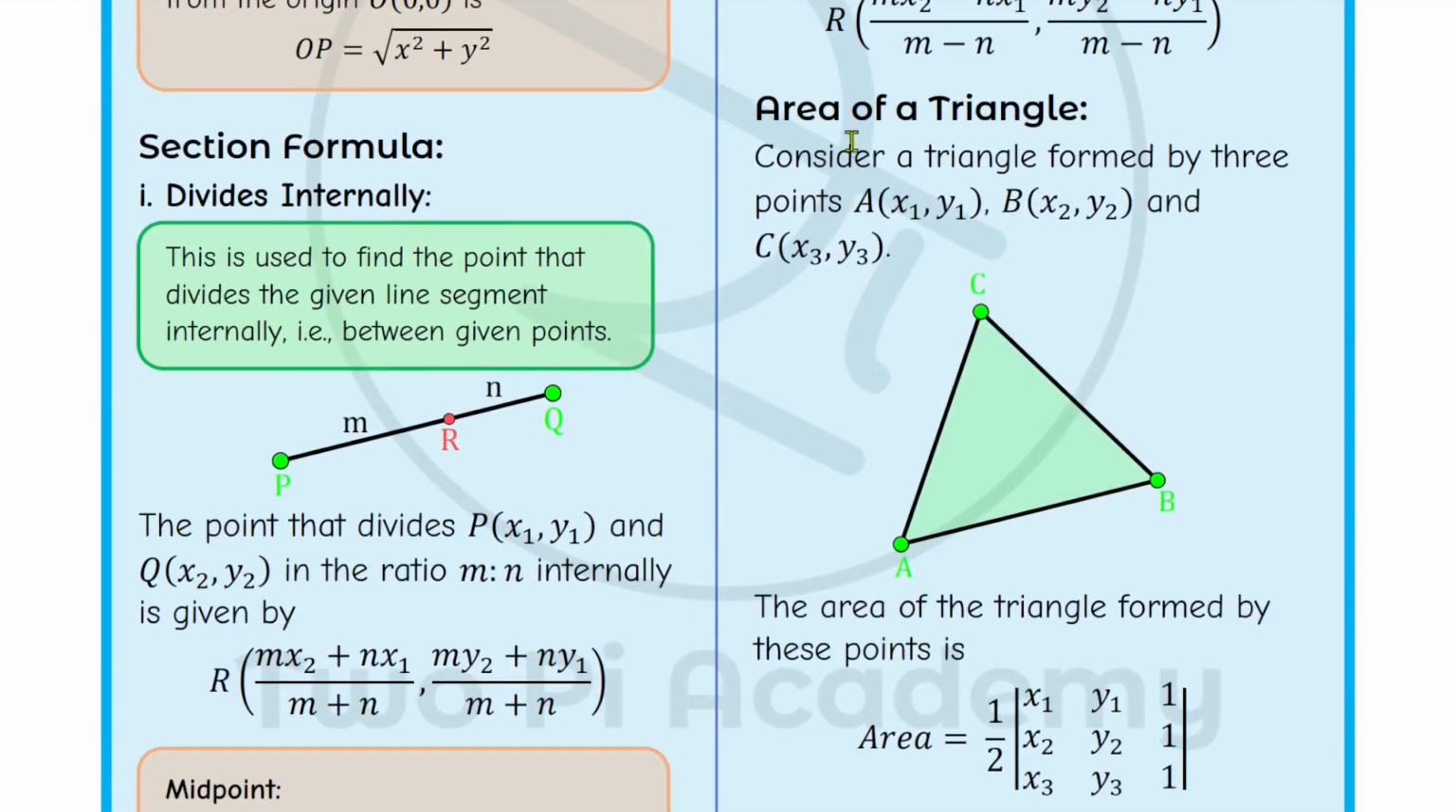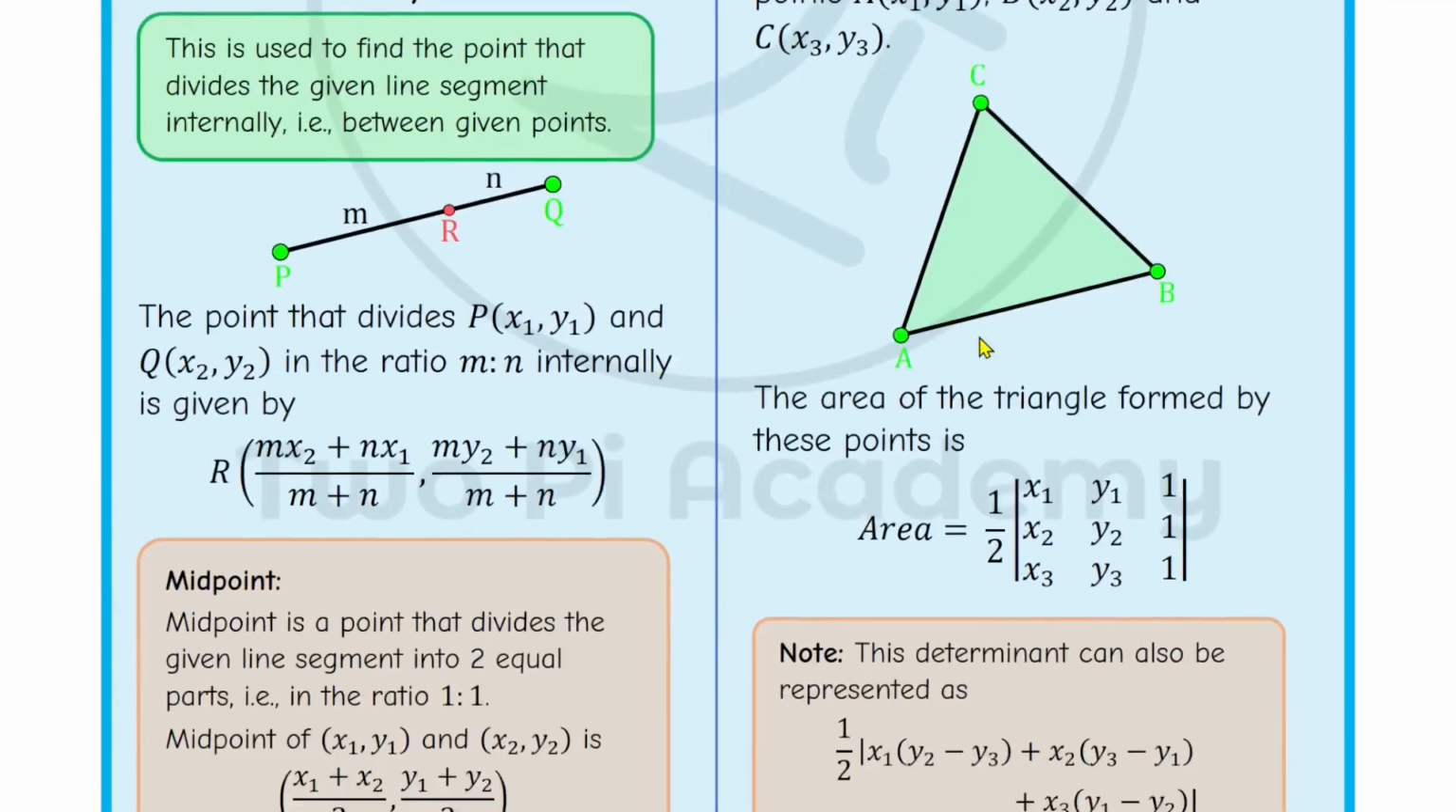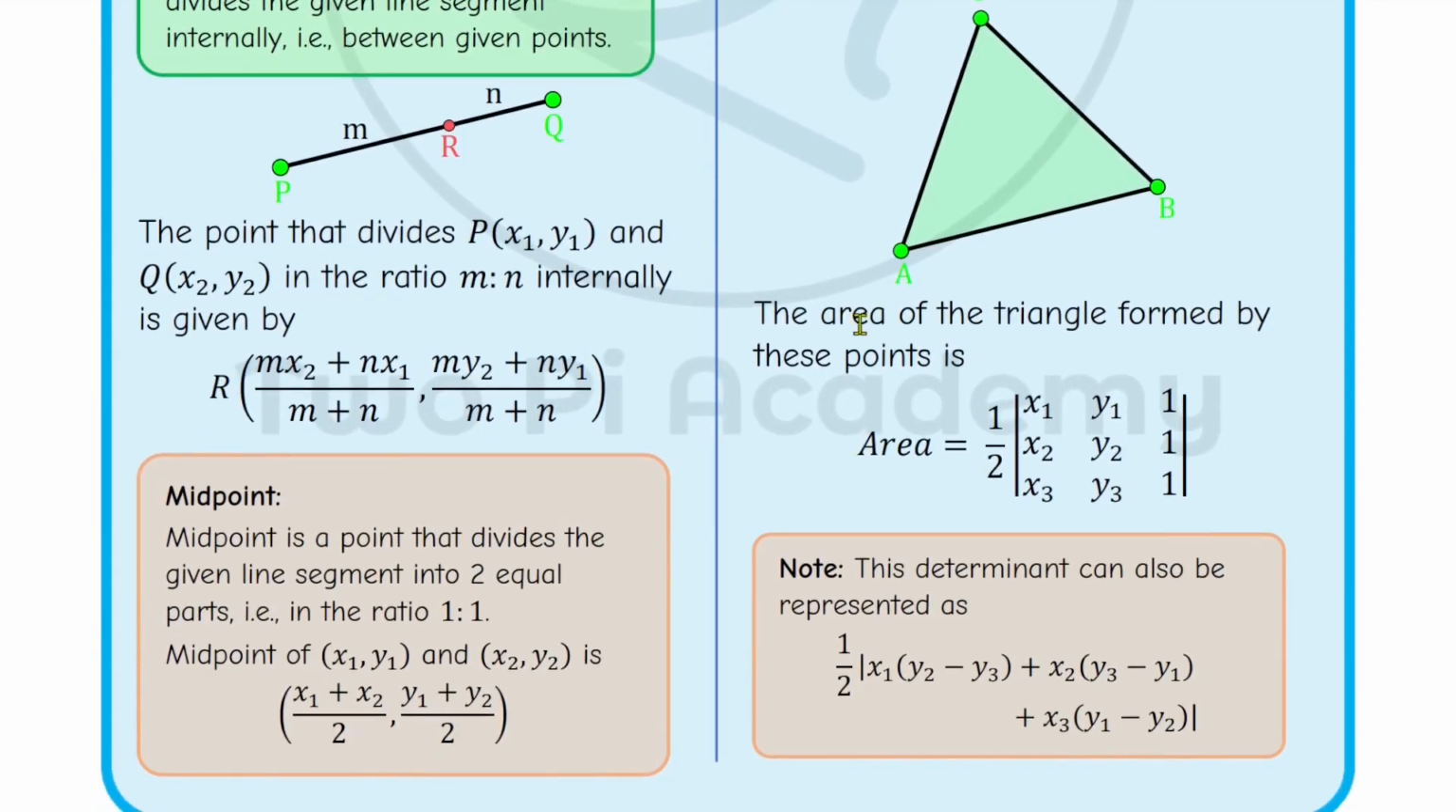And then we have the area of a triangle. Let's say a triangle is formed by 3 points A(x1, y1), B(x2, y2) and C(x3, y3). In that case, the area of the triangle formed by these points is given by 1/2 into the determinant with rows (x1, y1, 1), (x2, y2, 1), (x3, y3, 1). And this determinant can also be represented as 1/2 into modulus of x1 into (y2 minus y3) plus x2 into (y3 minus y1) plus x3 into (y1 minus y2).